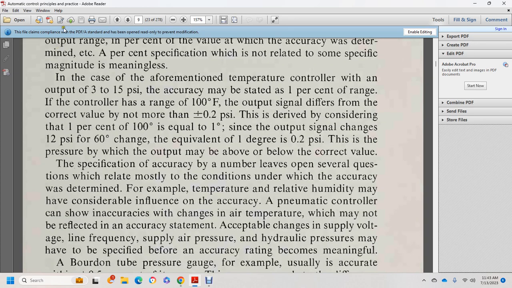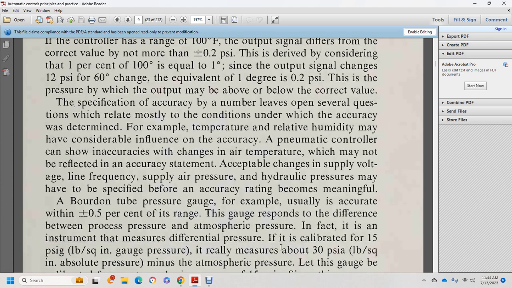An accuracy specification leaves several questions open, mostly about the conditions under which accuracy is determined. For example, temperature relative to humidity may be considered. The influence on the accuracy of a pneumatic control will show inaccuracy with a change in air temperature, which may not be reflected in the accuracy statement. The acceptable change in supply voltage, line frequency, supply air pressure, and hydraulic pressure may have to be specified before an accuracy rating becomes meaningful.